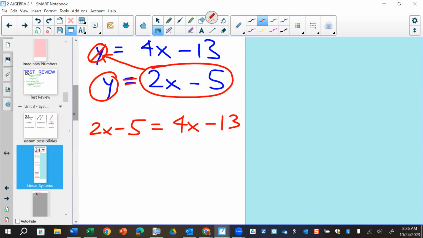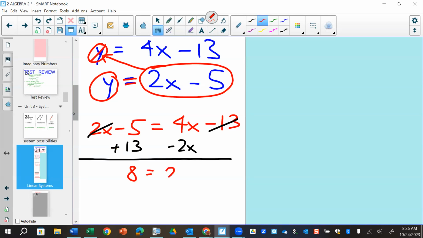How do I solve for x? Let's get the x's on one side, the numbers on the other. Who do you want to move? You want to move the 2x over here, and also move the 13 over here. And you can do that in one step like that. What does that leave you with? 8 equals 2x. And when you divide, what do you got? x equals 4. Now, don't jump up and down. You got half an answer. Okay. Remember, your answer needs to look like this.